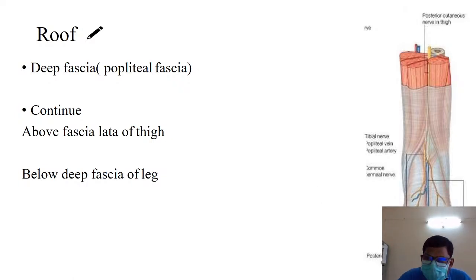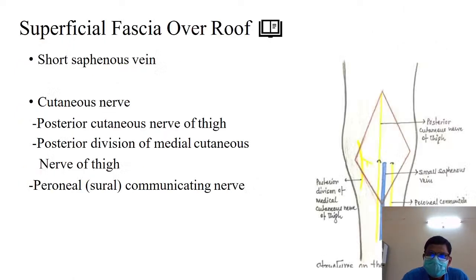So the roof of the popliteal fossa is formed by the popliteal fascia, and this popliteal fascia continues upwards into the thigh in the form of the fascia lata of the thigh, while it continues downwards in the form of the deep fascia of the leg. So please remember these points.